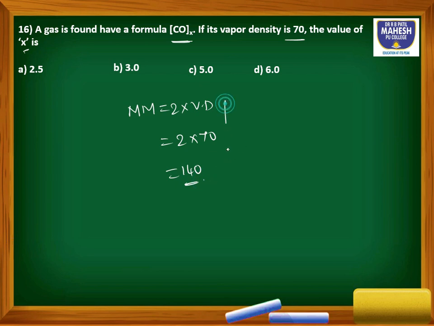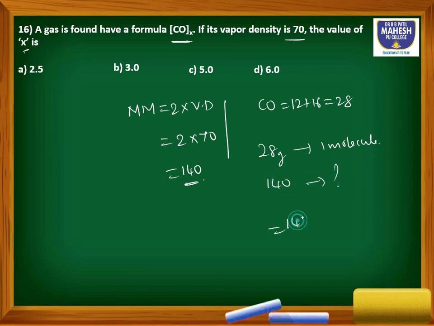140. And we know that carbon monoxide, that is 12 plus 16, is equal to 28. 28 gram means 1 molecule. Then 140 means, 140 divided by 28 comes out to be 5. Option C.